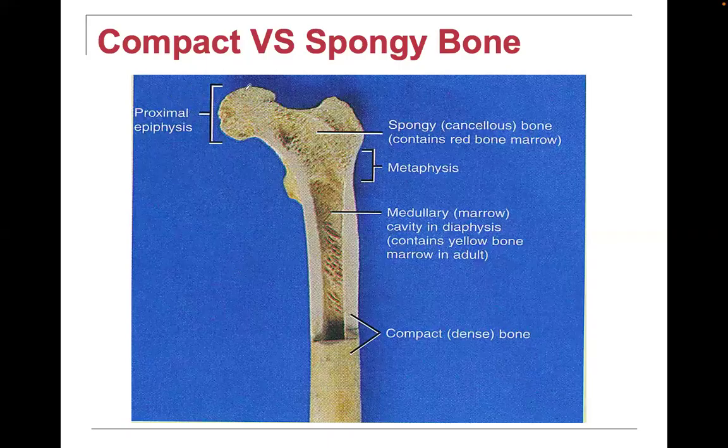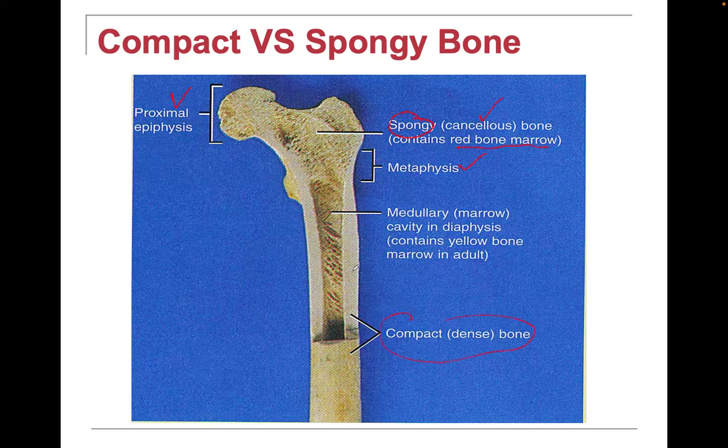Here's the proximal epiphysis. This is spongy bone, sometimes referred to as cancellous bone. That's where we have our red bone marrow. Just distal to that is the metaphysis. And here's compact bone and the diaphysis.